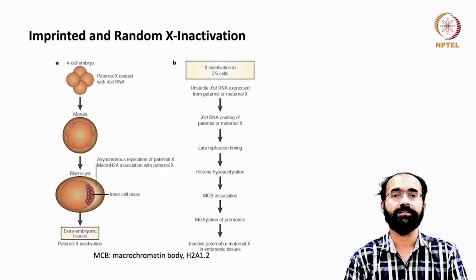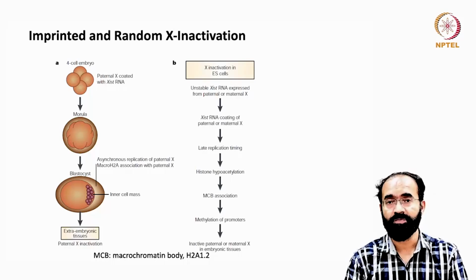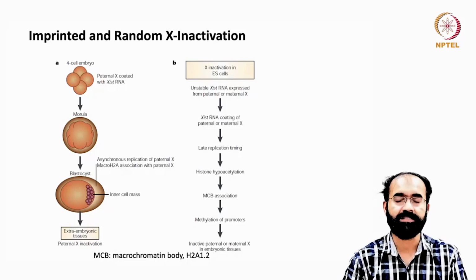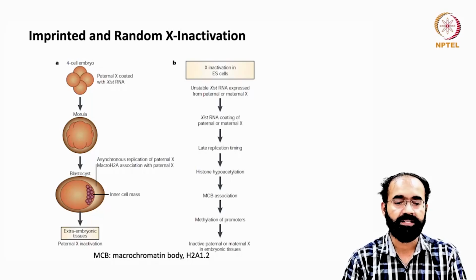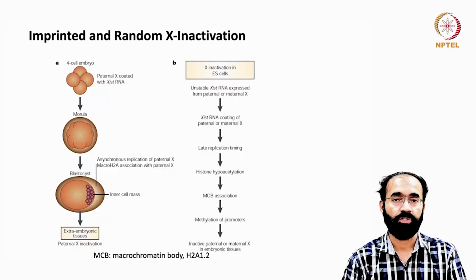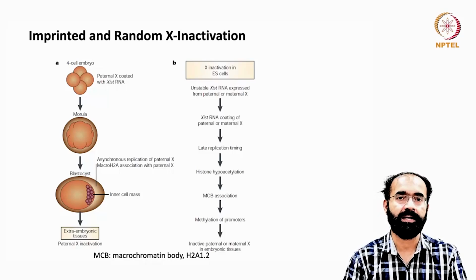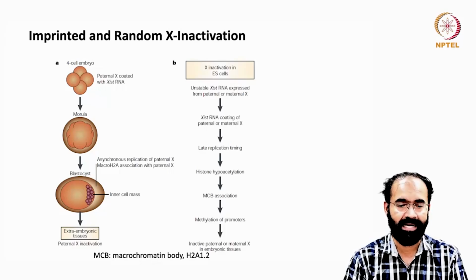But in some animals, one of them, the paternal copy is inactive. In some of them, any one of them, paternal or maternal. So let us see how this happens. In a 4-cell stage embryo, the paternal X is coated with Xist RNA. You know, if an X chromosome is coated with Xist RNA, the outcome is that it will be made inactive.